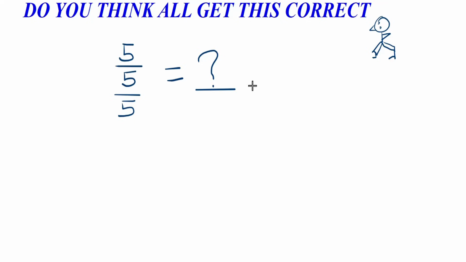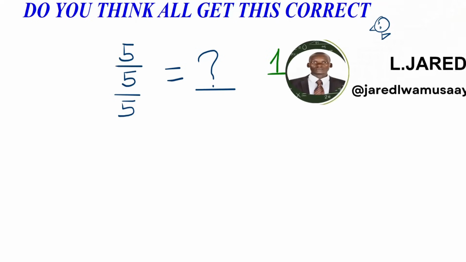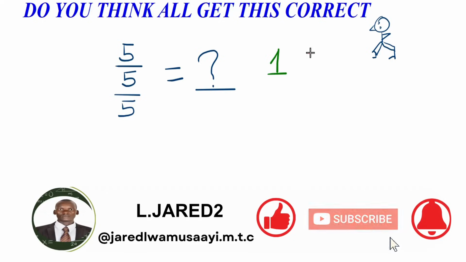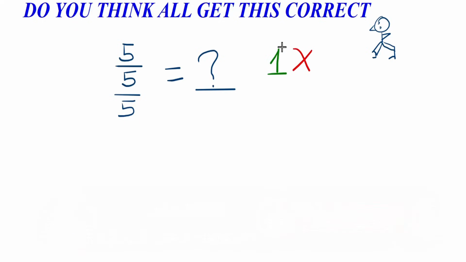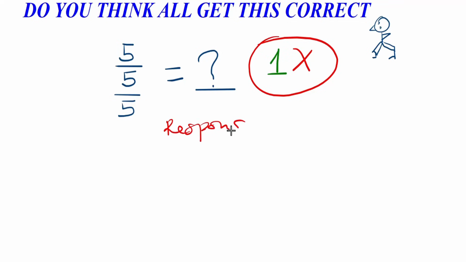And we are saying that 1 as the answer is wrong. So it is wrong. If you are among those who are getting 1, just know you are wrong. So 1 is a wrong response to this. Let us have the correct working of this as a response.